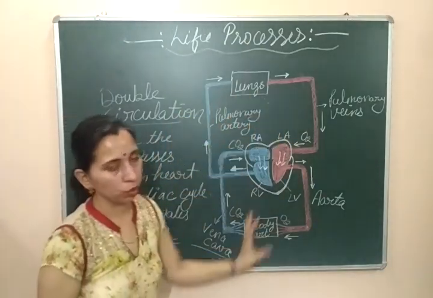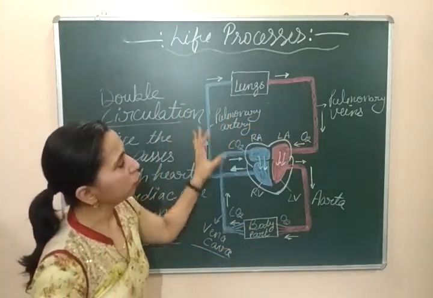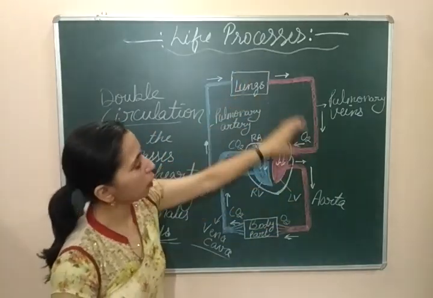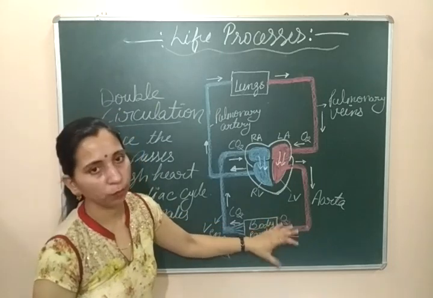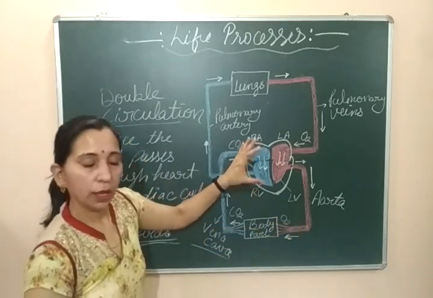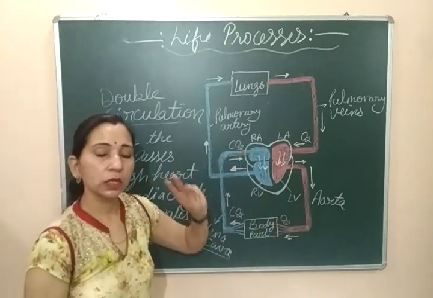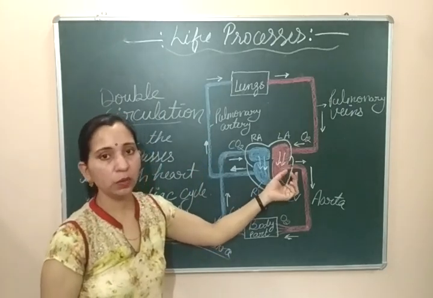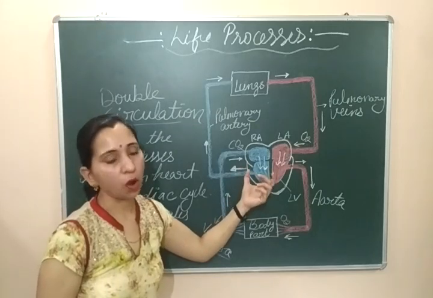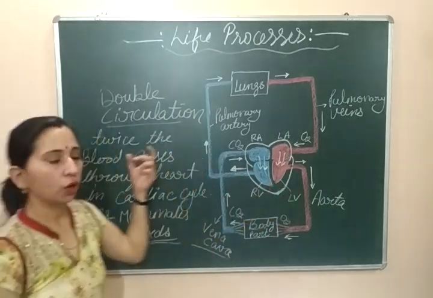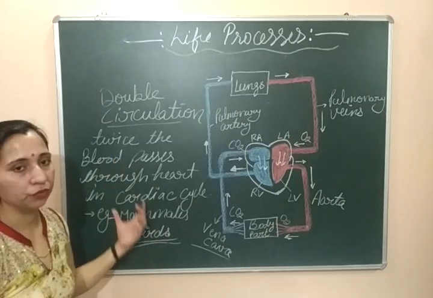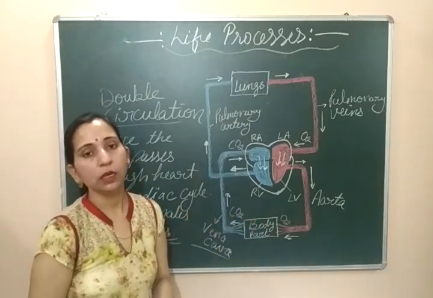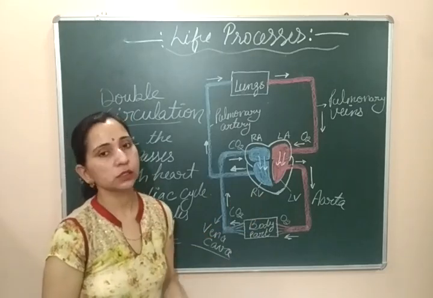So this is about the circulation. In this complete circulation, from lungs to heart, heart to body parts, and from body parts to heart again, blood comes inside the heart two times. First in the form of oxygenated blood, and second in the form of deoxygenated blood. So this is known as double circulation. The passing of the blood through the heart twice in a single cardiac cycle is known as double circulation.